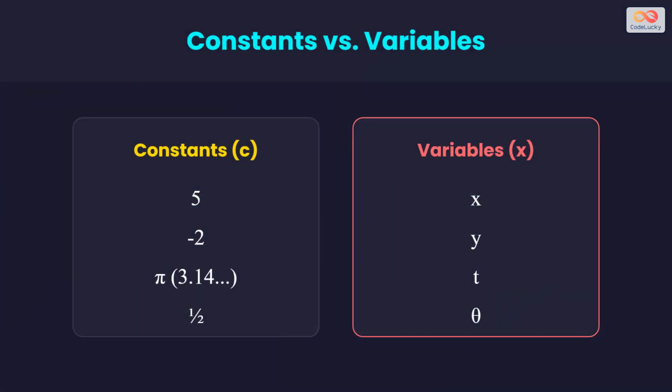Before we begin, it is crucial to distinguish between constants and variables. Constants are fixed values like 5, -2, pi, or fractions like 1/2. Variables, on the other hand, represent changing values, usually denoted by letters like x, y, t, or theta.